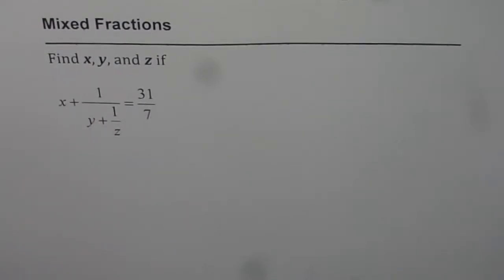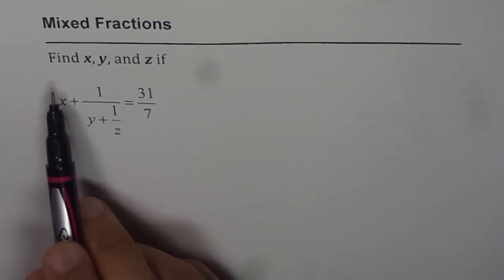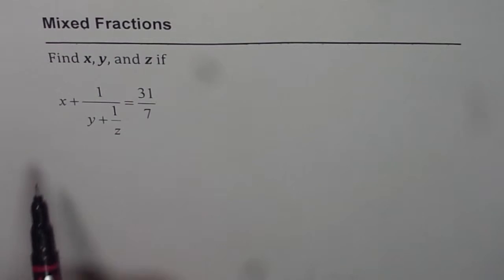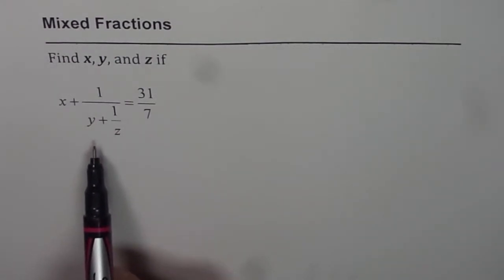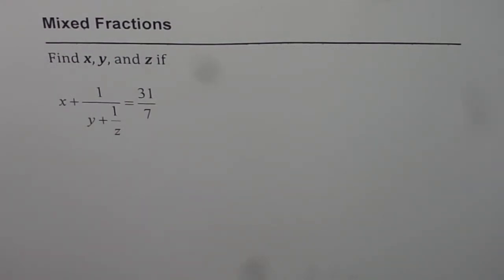Here's a very interesting question, and we'll learn a new technique while solving this question. The question is, find x, y, and z if x plus 1 over y plus 1 over z equals 31 over 7. So to solve this question, let us rewrite 31 over 7 as a mixed number, right?